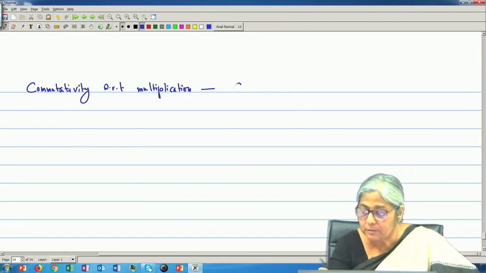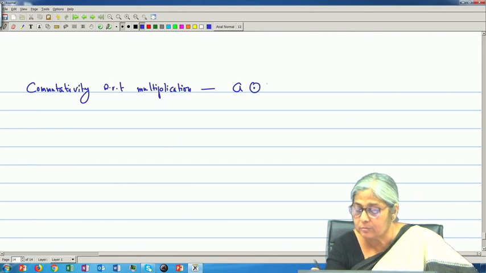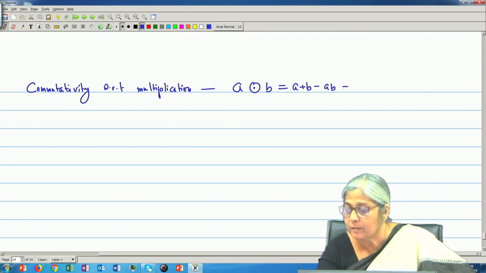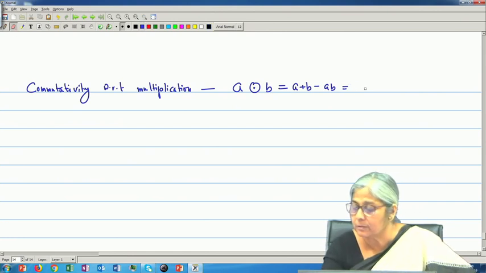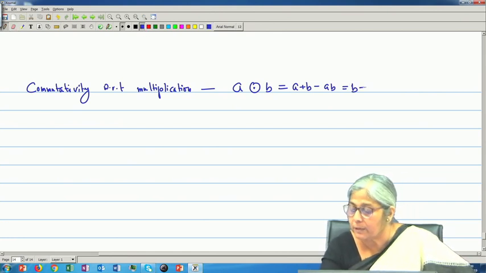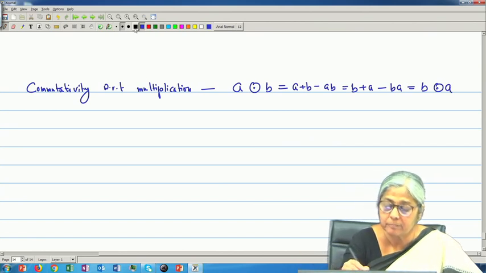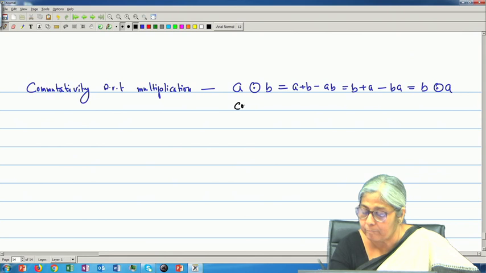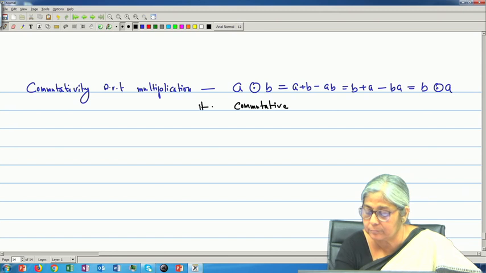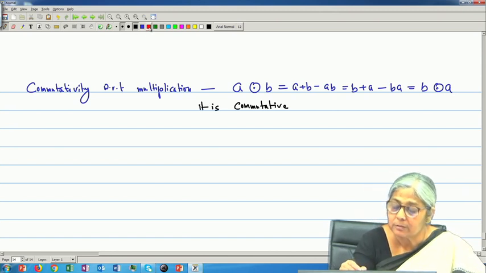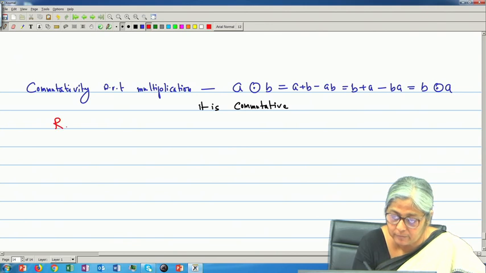So, if I take a, b belongs to R, then a * b is a plus b minus ab, or I can write b plus a, the same thing. I can write b plus a minus ba equal to b * a. So it is commutative. So, it is a commutative ring R.